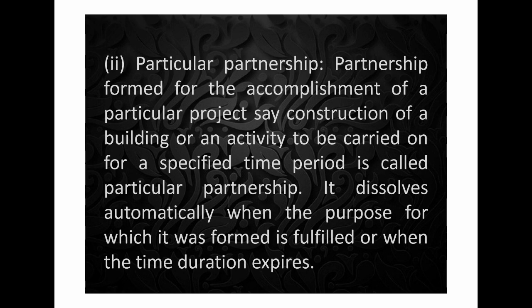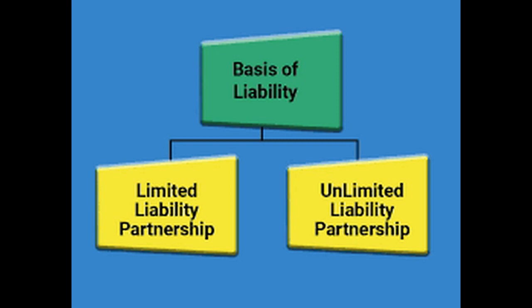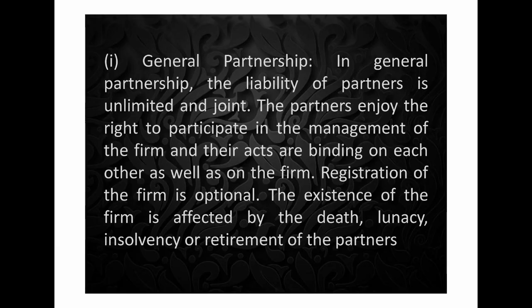So the next is on the basis of liability. Like I told you, types of partners: one is on the basis of duration, second one is liability. We have already discussed on the basis of duration. So now is classification on the basis of liability. When coming to classification on the basis of liability, you have two. One is general partnership and second one is limited partnership. So first one is general partnership.